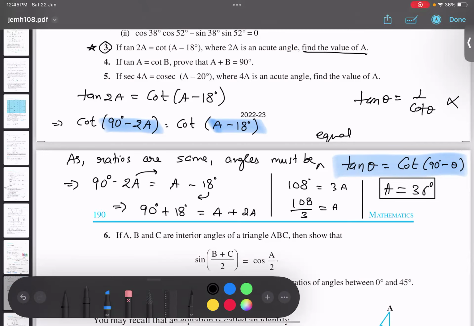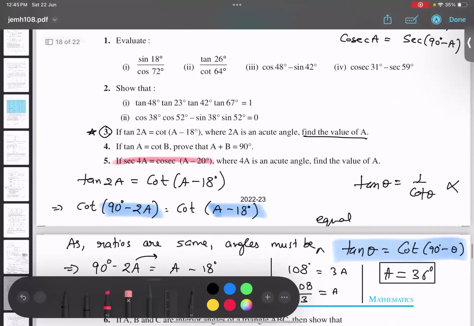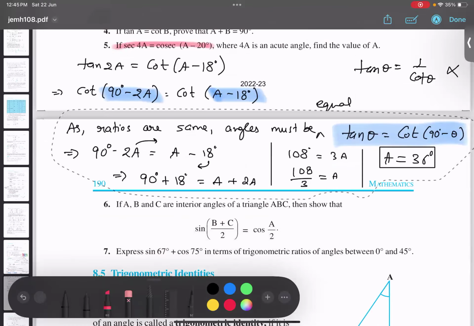Similar to this is question number 5. So question number 5 becomes your homework. Quickly copy this. Take a screenshot so that you can copy it later on. Done? So let me just delete this.